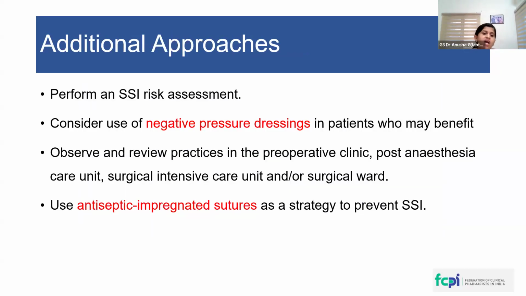Now, what are the additional approaches? Always we have to assess whether the person has a risk for developing surgical site infection, and consider using negative pressure dressing in patients who may benefit from it. And always observe and review the practices which are happening in the pre-operative area, post anesthetic care area, in the surgical intensive care unit, and in the ward, so that these practices do not lead to SSI. And if possible, use an antiseptic impregnated suture to prevent surgical site infection.